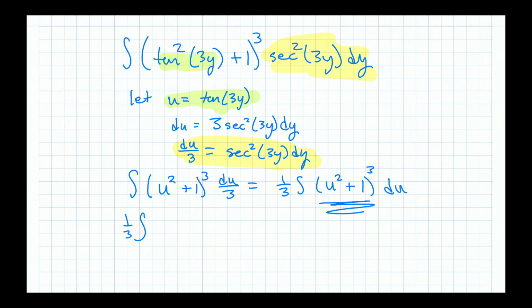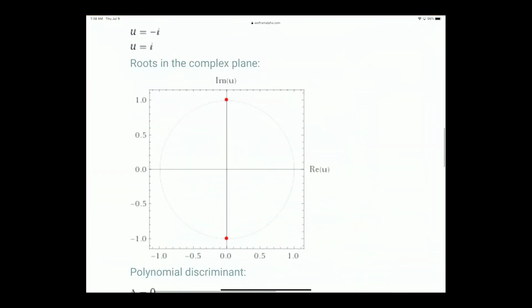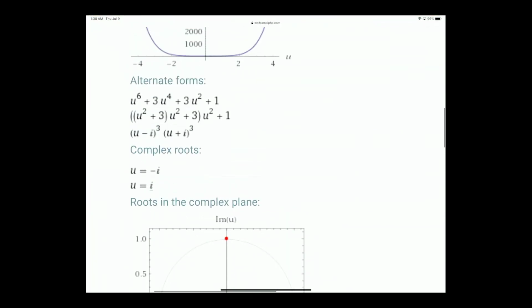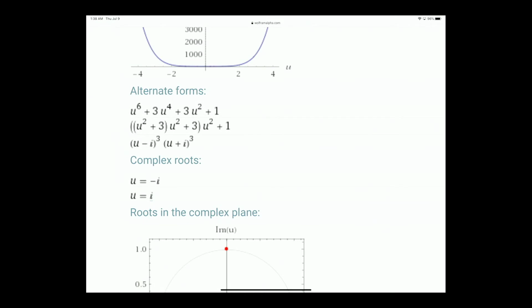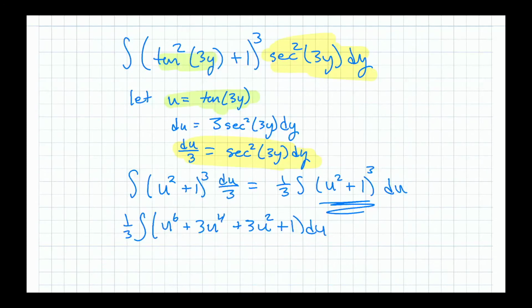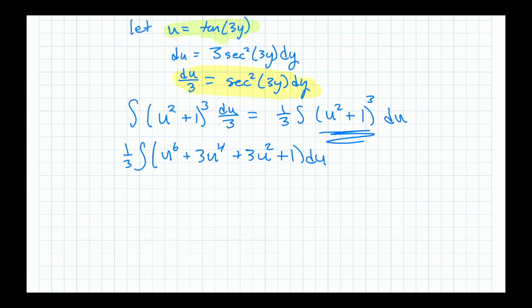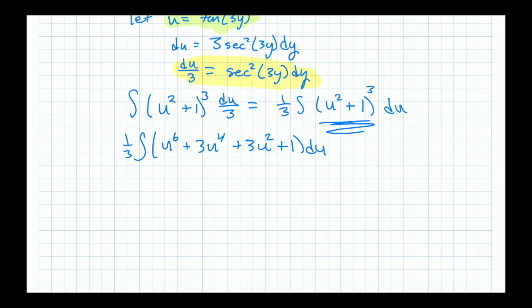Integral 1/3 u to the 6th plus 3u to the 4th plus 3u squared plus 1 du. Did I get that right? I have no idea. Let's see. That's not right. Oh, there it is. U to the 6th, 3u to the 4th, 3u squared plus 1. That's right, right? I think that's right. I'm going to pretend it's right.